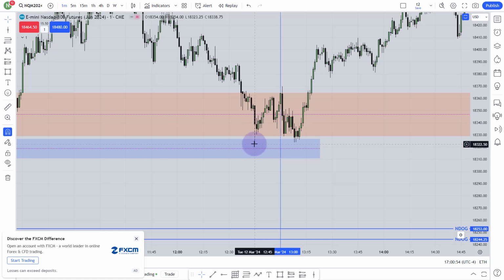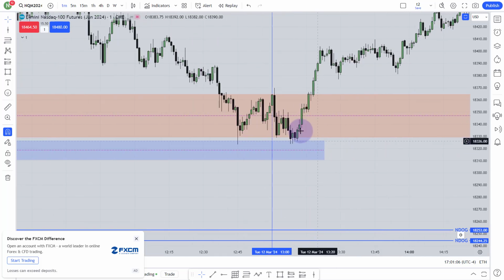First time price came here to the 15-minute last fair value gap and also the 1-minute last fair value gap. It went higher. It spent some time over here. Then this is the first time when I got the market structure shift. So this is my market structure shift.